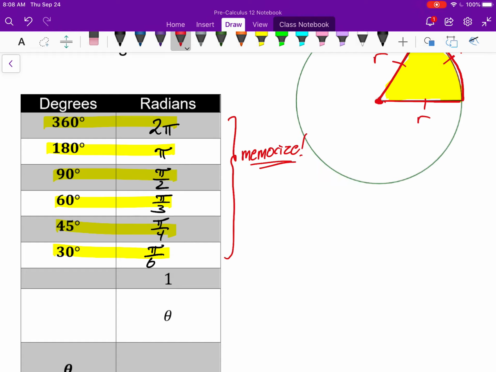You will not be allowed a calculator for assessments in this first chapter and the mini test. So if you think a calculator can keep you from memorizing these things, please don't rely on that. Just memorize them. It's not much at all.